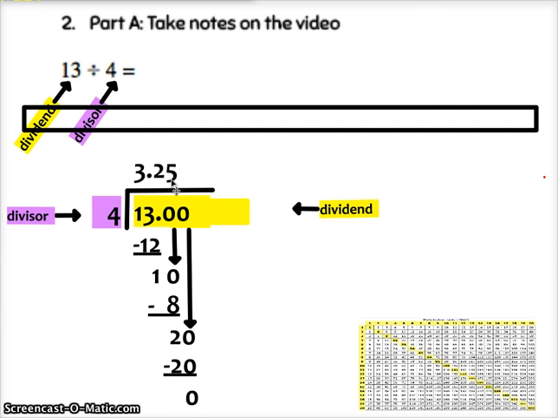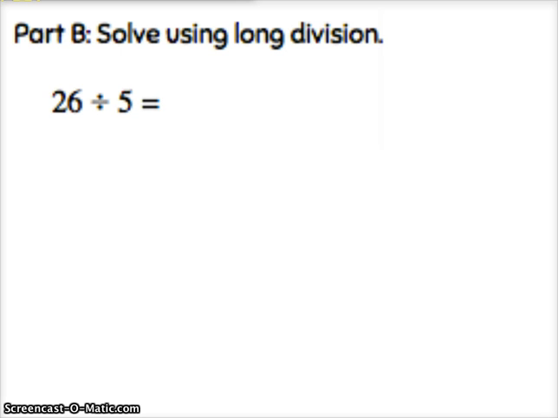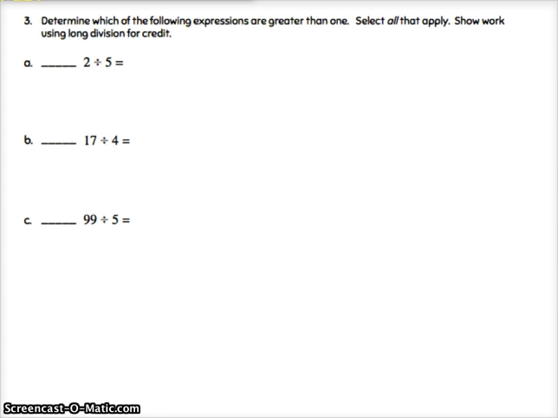Once you have finished the notes for this example, complete the problem on the right side of the page, part B, using also long division. When you are done with part B of number 2, you're going to continue on to number 3.